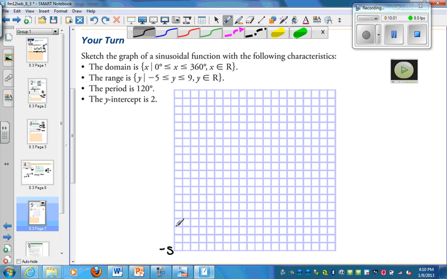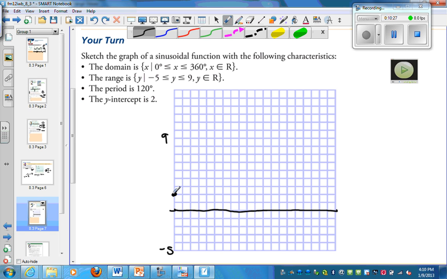Let's see, -4, -3, -2, -1, 0, 1, 2, 3, 4, 5, 6, 7, 8, 9. There's 9. So that is going to be my range. Okay, what else do we know? Its period is 120, so it repeats itself every 120, and the y-intercept is 2. So I'm going to start my graph at 2.